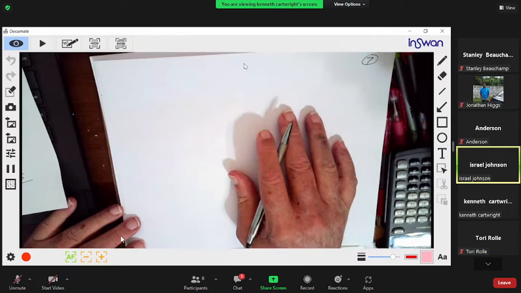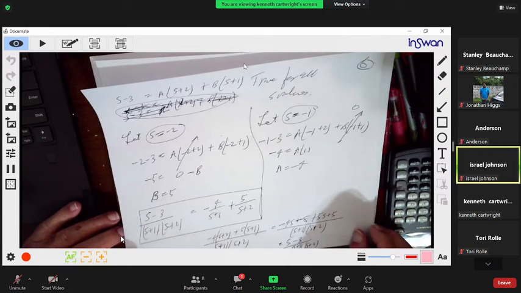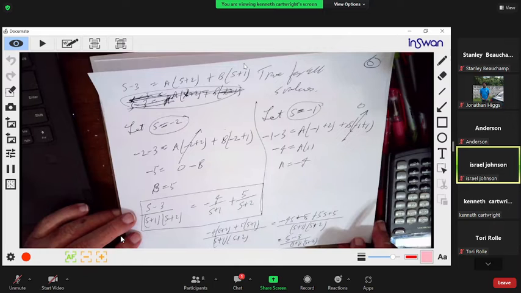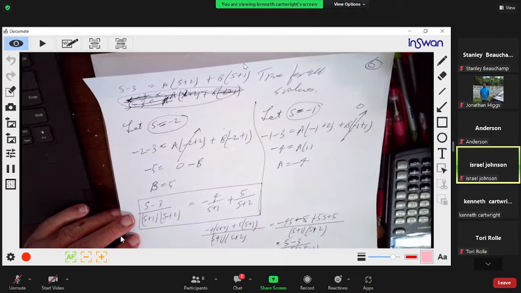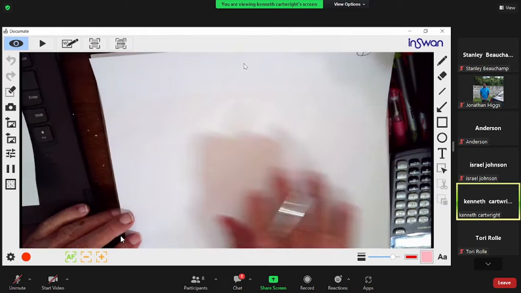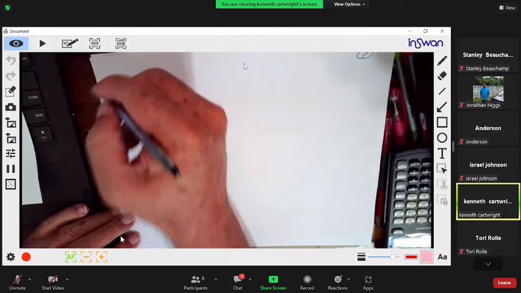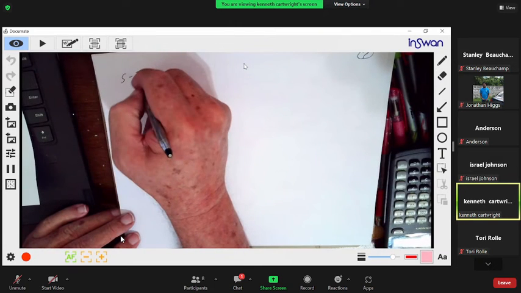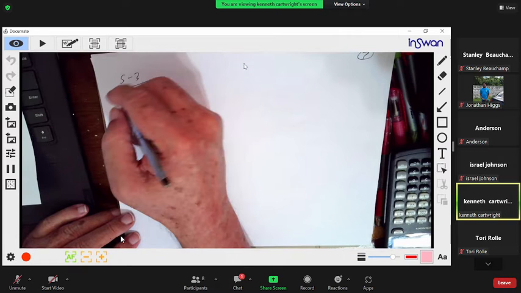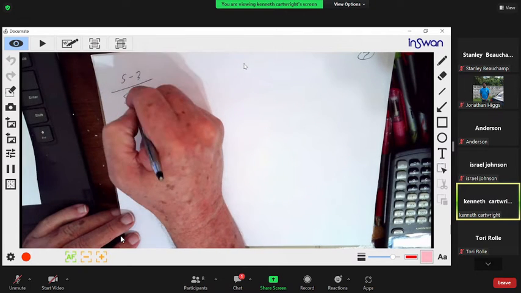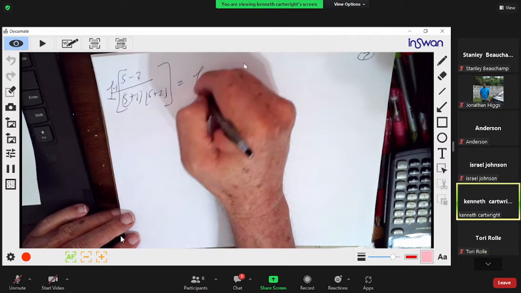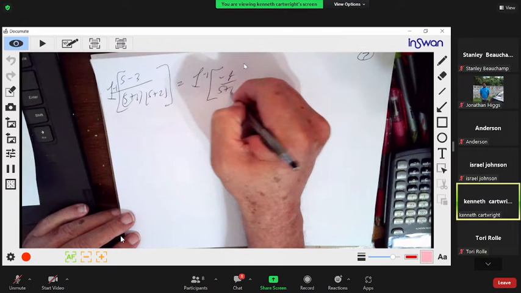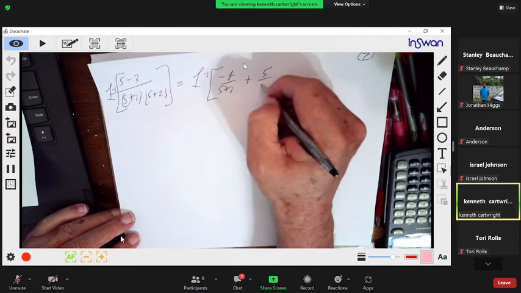Could you go back one second? Thank you. Okay, so now I got here (s minus 3) over (s plus 1) is the inverse Laplace of negative 4 over s plus 1 plus 5 over s plus 2.